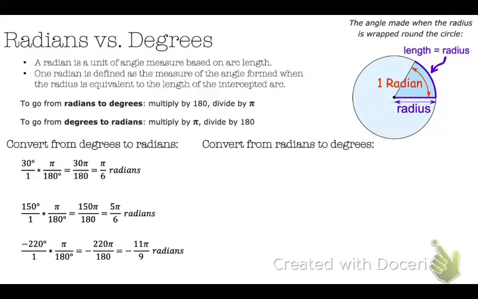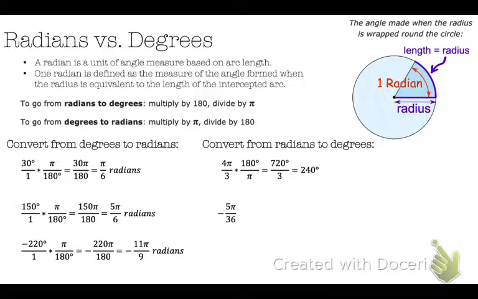Okay, if we want to do it the other way, so if we want to convert from radians to degrees, now I'm going to multiply by, instead of pi over 180, 180 over pi. So notice the pi's are going to cancel out, and you get 720 degrees divided by 3, which is 240 degrees.